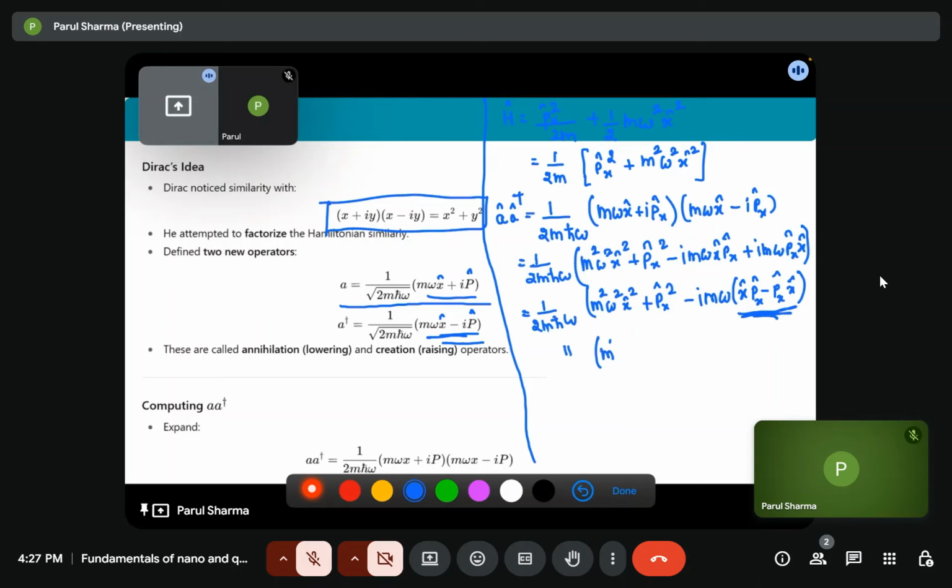So we will take inside it p_x squared by 2m plus 1 by 2 m omega squared x squared plus h cross omega by 2. So this is the value of a dagger.